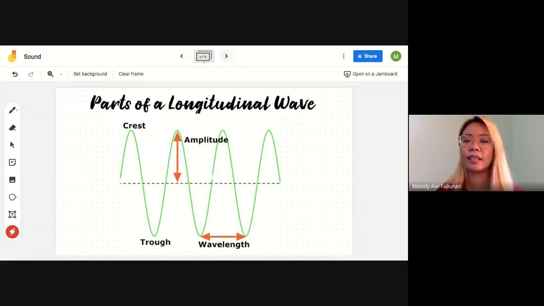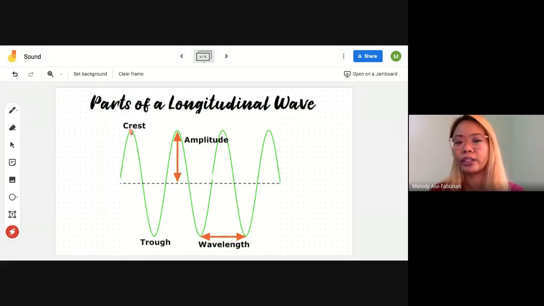So these are the parts of a longitudinal wave. And the parts of a longitudinal wave are very important because later on, when we learn the different concepts or characteristics of sound waves, specifically in terms of wavelength, velocity or speed, and amplitude, we need the different parts of the longitudinal wave. Okay, so for example, this is a wave. We have the different parts of a longitudinal wave.